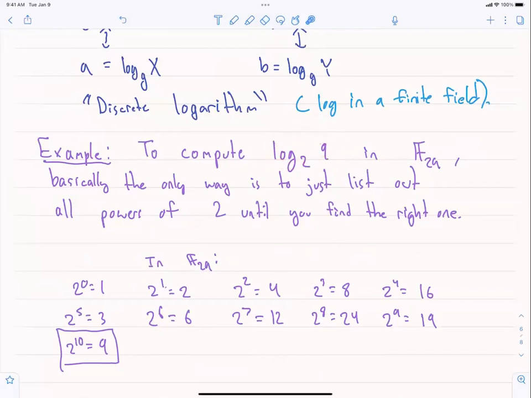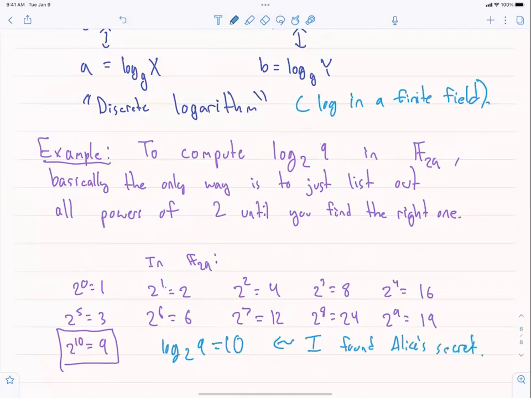And that's the point. Basically, the only way you can attack this that people know is to just write out all of the powers of 2 inside of this finite field, F29, until she hits 9. So if you just start doing that, 2 to the 0, 2 to the 1, 2 squared, 2 cubed, 2 to the 4th, 5th, 6th, 7th, 8th, 9th, 2 to the 10th, I got 9. Okay, so now I've computed it. This gives you that log base 2 of 9 is equal to 10. So I found Alice's secret.